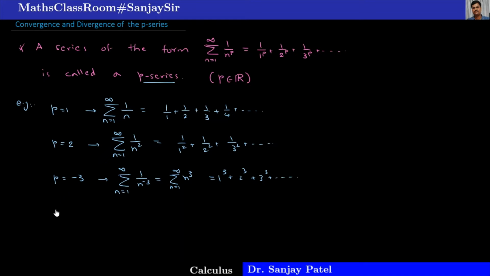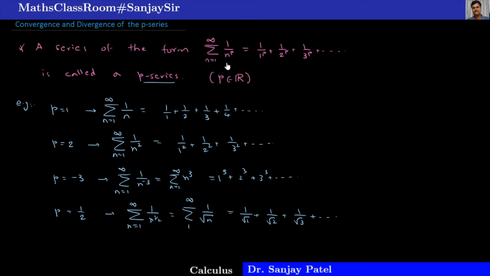P can be any real number. Suppose I take P is equal to 1 by 2, then I will get sigma n is equal to 1 to infinity 1 upon n raised to 1 by 2. That is sigma 1 upon root n, and that we can write as 1 upon root 1 plus 1 upon root 2 plus 1 upon root 3 and so on. So these are the examples of P series, and now we are interested in discussing for which values of this P that this series will be convergent.